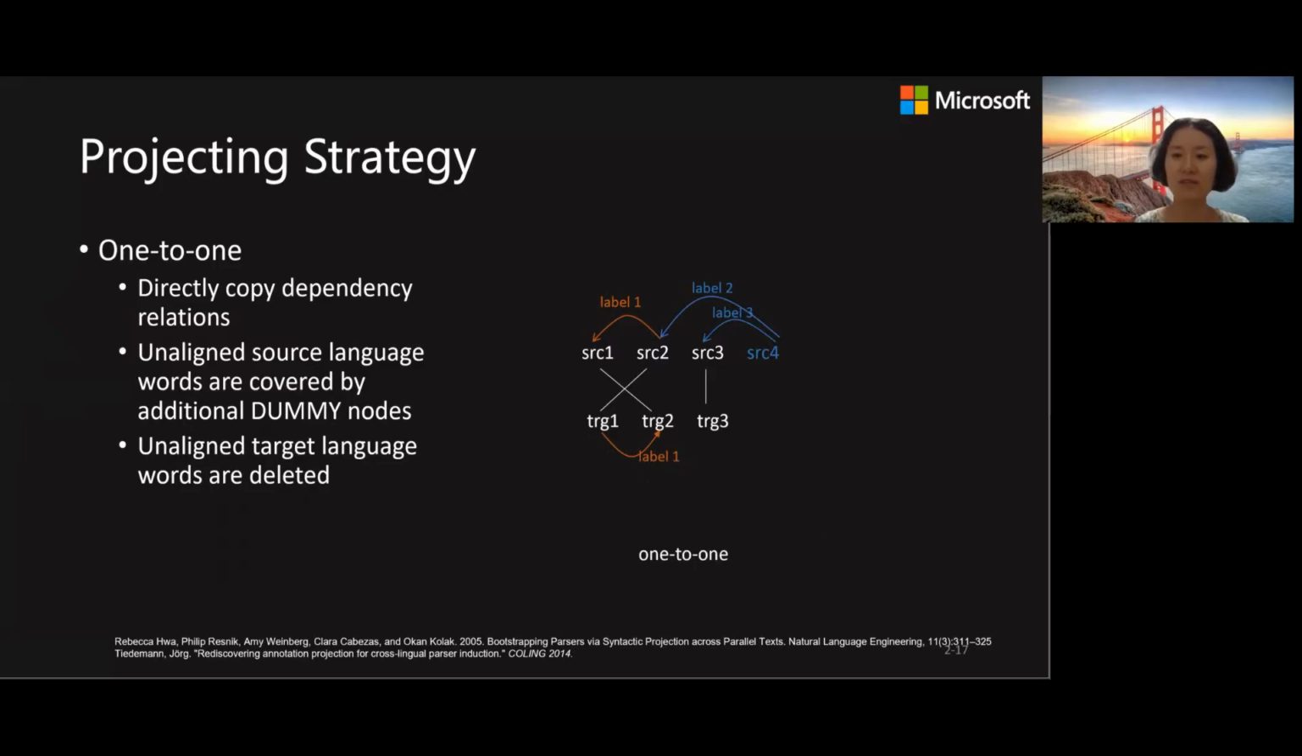If some source words are not aligned to any target words, for example, the token source 2 in this data, there is no target language token aligned to it. In this case, we will add a dummy node, and then we copy arcs from source to target. In addition, if some target words are not aligned to any source words, they will be deleted from the tree.